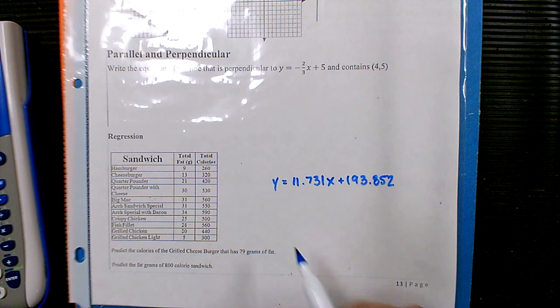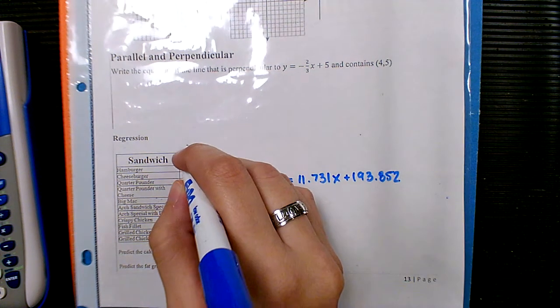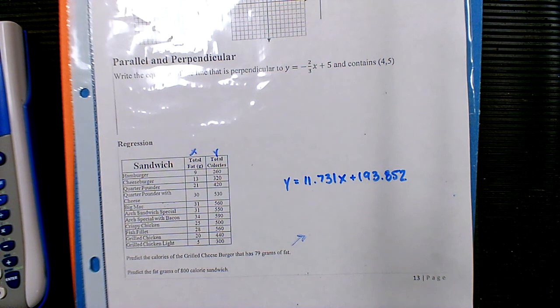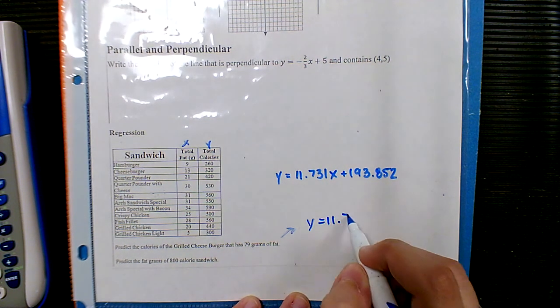What do you think, Tori? Plug 79 in for x. Yep, your total fat were your x values and calories were y's. So let's go ahead and plug in the 79 for the x.